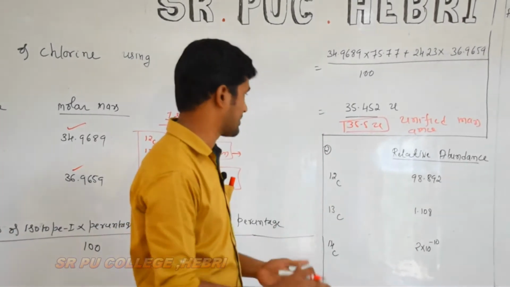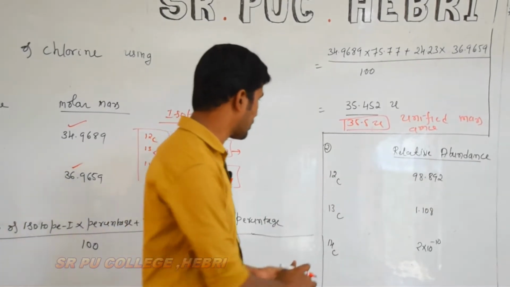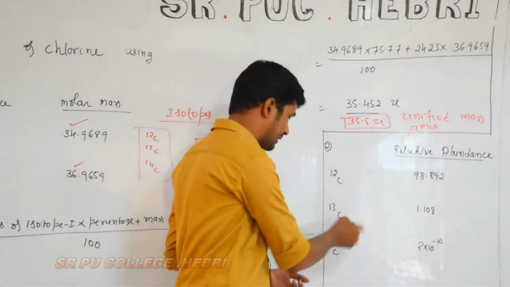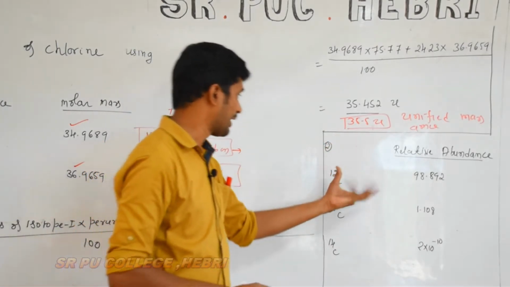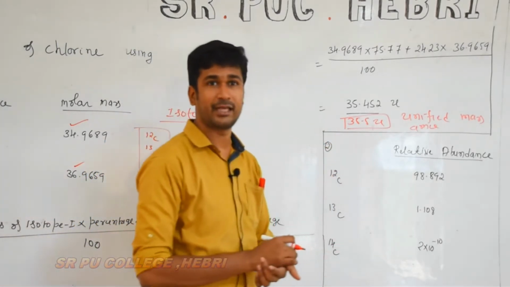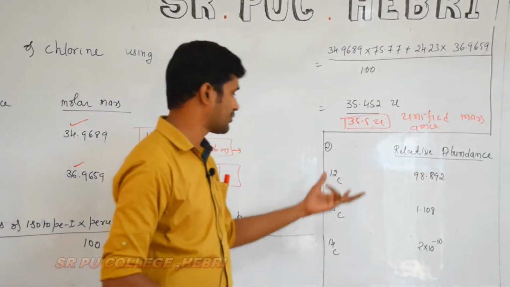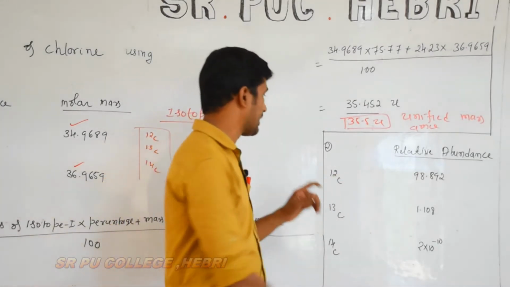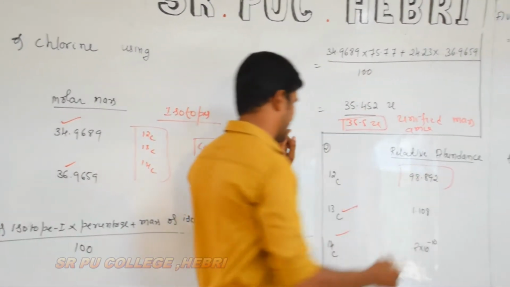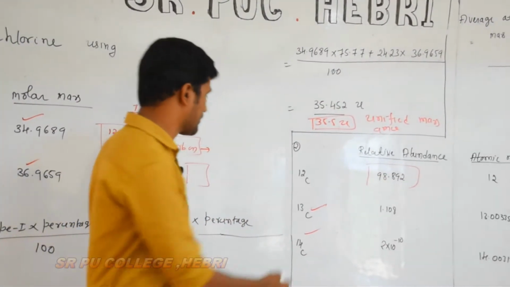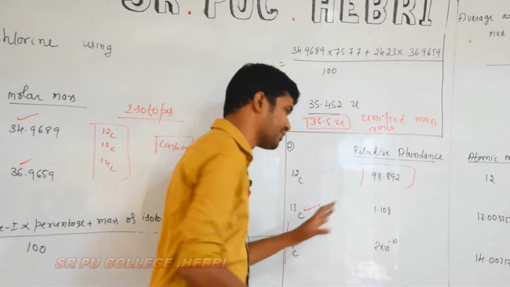The second problem is related to carbon isotopes. Carbon 12, 13 and 14 isotopes are given along with their relative abundance. Carbon 12 is the most abundant isotope of carbon; naturally available carbon has mainly the carbon 12 isotope. Understood? The percentages of carbon 13 and carbon 14 are very negligible, so carbon 14 is not considered most of the time.